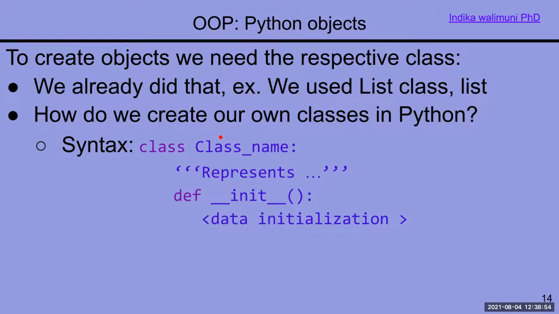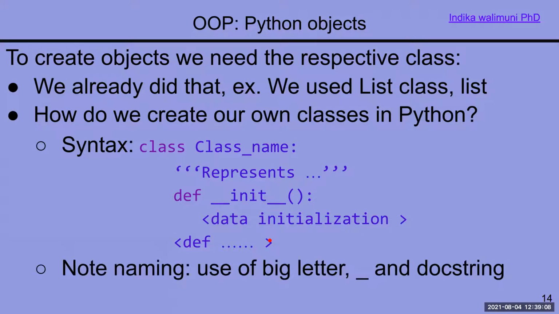All right. So that's data initialization. And then if we have many functionalities, we put them afterward. So this is sort of the syntax. Let's see an example. Note the naming: use of a big letter as the first letter in the name, use of underscore afterwards, and the docstring.